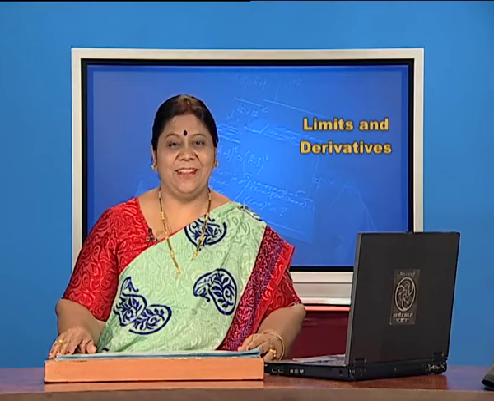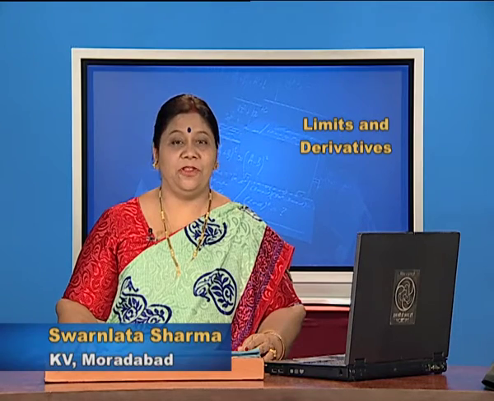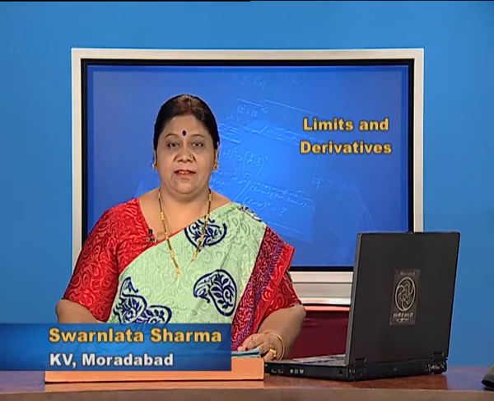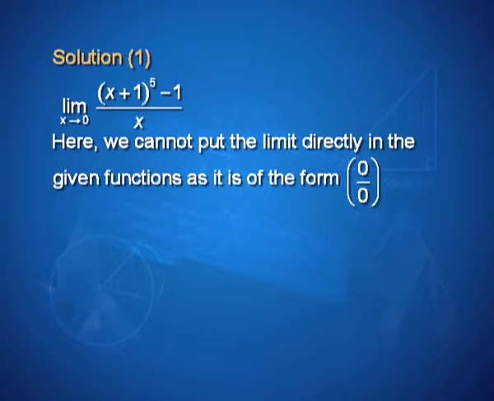Hello students, to begin with, let us see the solutions for the questions I gave you in the previous session. Question number 1: limit of (x + 1)^5 − 1 upon x as x tends to 0. Here, we cannot put the limit directly in the given function as it is of the form 0 upon 0.